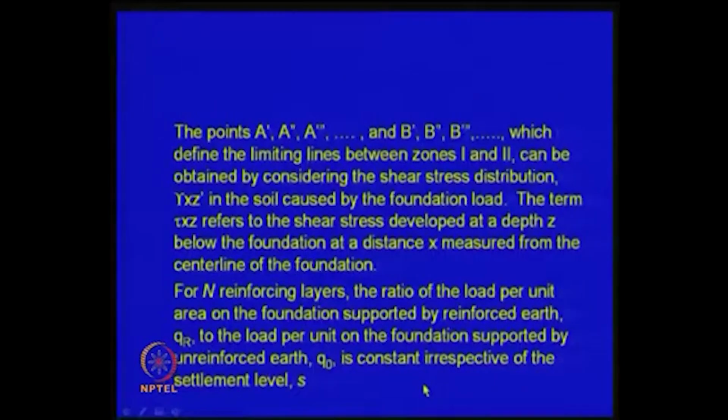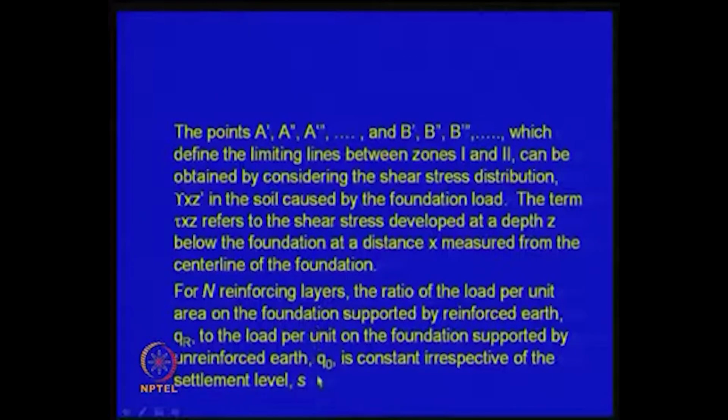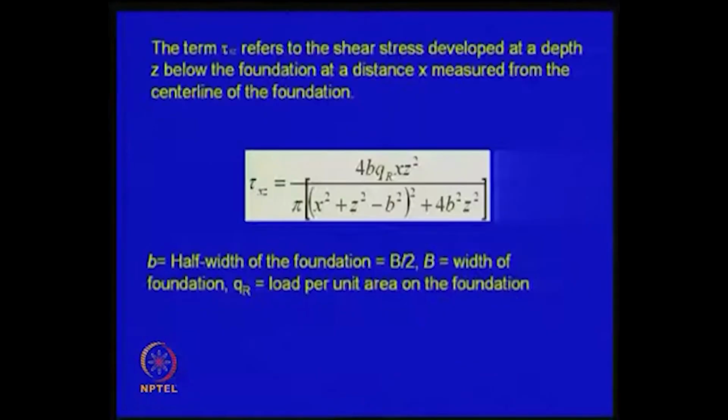Normally 25 mm is the allowable settlement in the case of footing, and that corresponds to about 10 ton per meter square. At the same settlement, instead of 10 I would like to have 25. So, 25 by 10 is called the bearing capacity ratio. This is an assumption that we are making: irrespective of the settlement level, we take qr by q naught as constant. It is a simple assumption, and these assumptions are required to make the analysis simple.